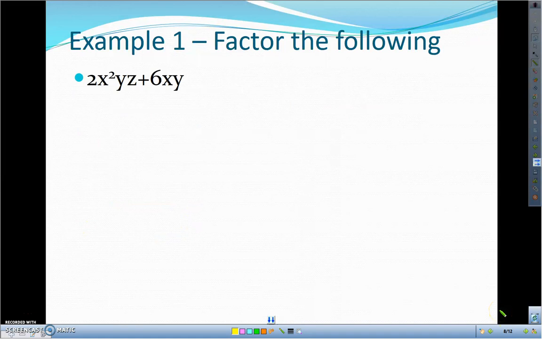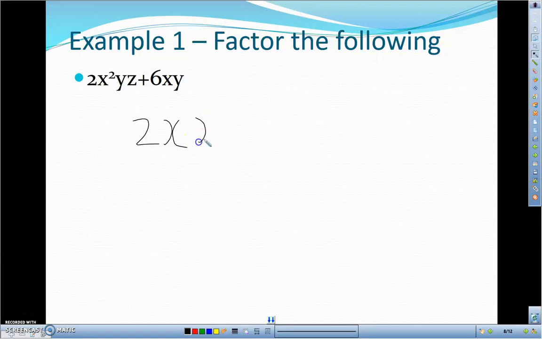So here's our first example, and I'm going to show you something interesting, and what I'll do is instead of writing these exponents, I'm going to write it out a little bit bigger. This is a good visual for students to understand what's going on.